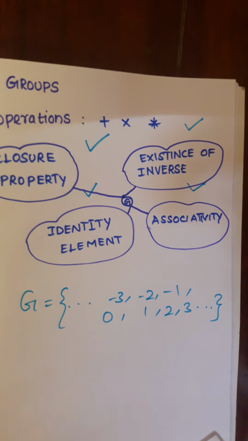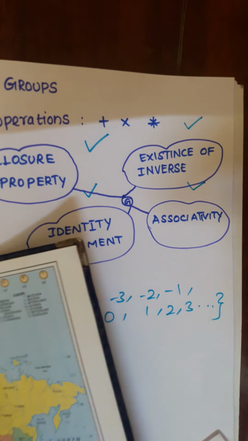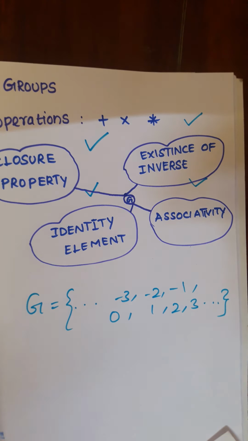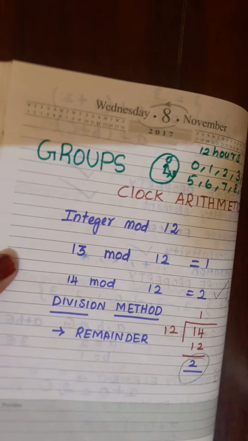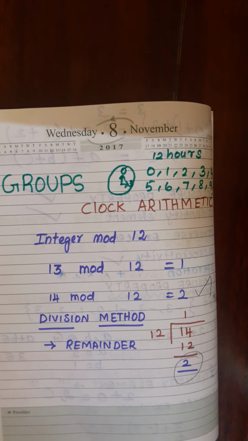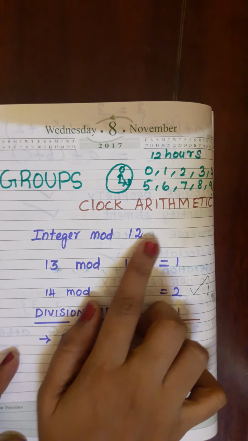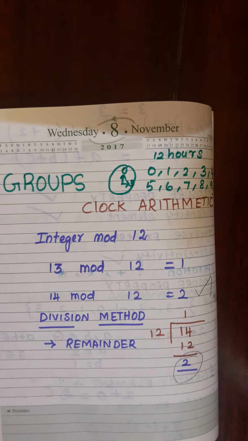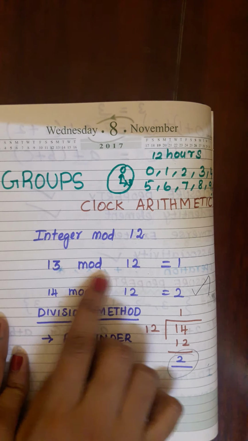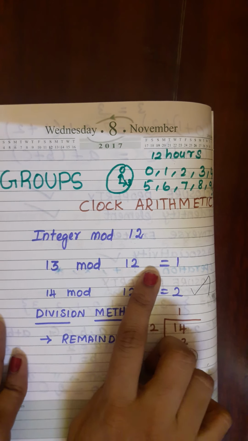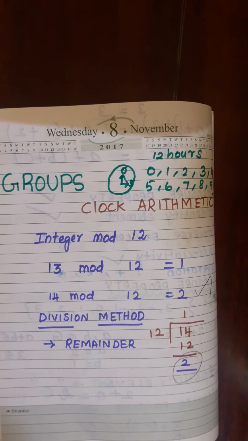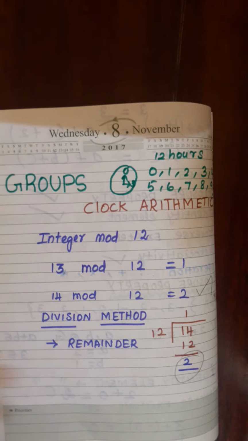Okay. We'll move on to the clock arithmetic topic now. Another name for clock arithmetic is modular arithmetic. This is the way to write the equation: integer mod 12. You can substitute any integer you want. My aim is to find the modular for 13. I have to apply mod 12. So what is 13 mod 12? The answer is 1.